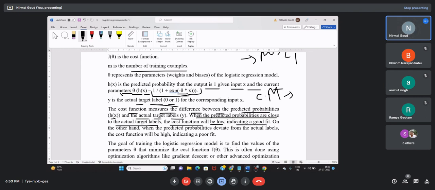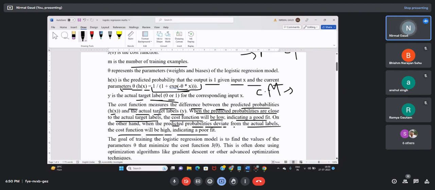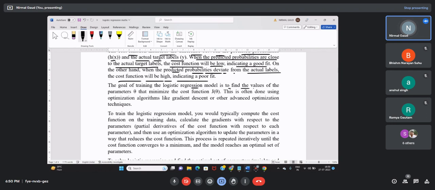Okay, and when the predicted probabilities are deviating from the actual labels, that means the cost function will be high, and obviously your model is working poorly. Okay, so the goal of the training in the logistic regression model is to find the good fit. That's what we want to do. We want to find the values of the parameter theta, and we want to minimize the cost function J(theta). This is the cost function, we want to minimize it.